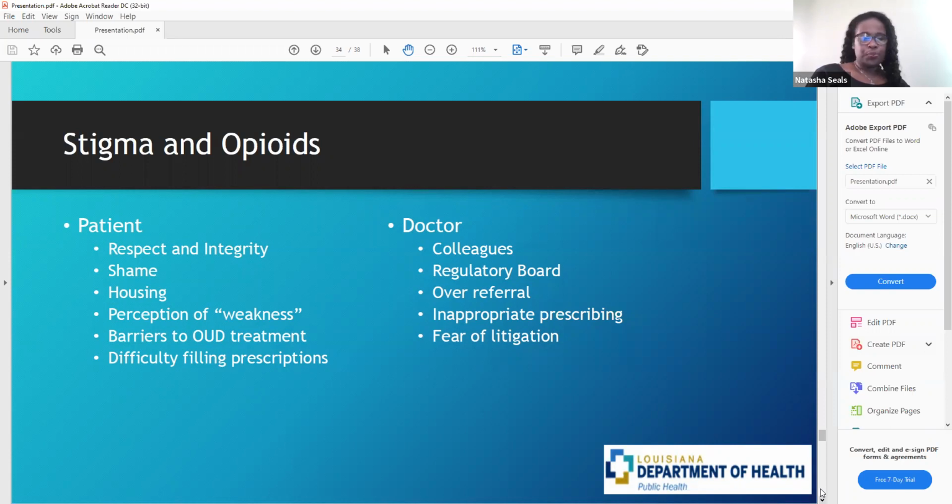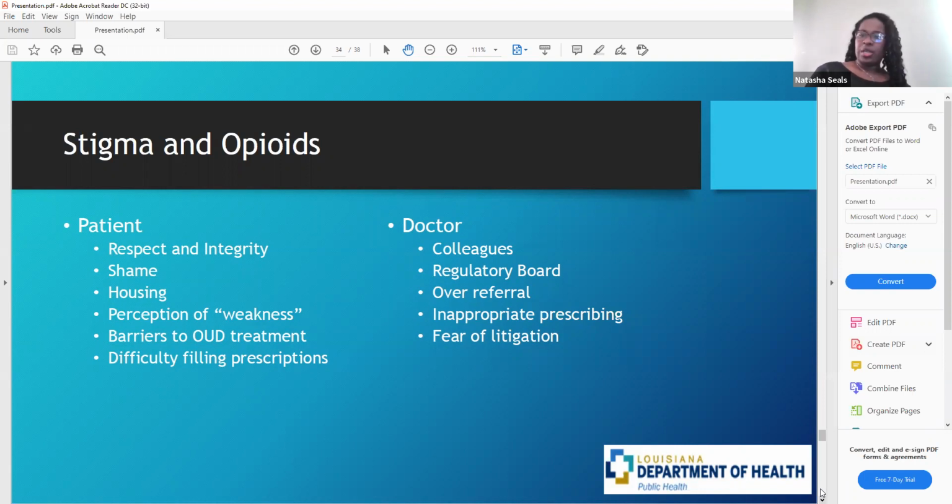There are barriers to OUD treatment in regards to access to it, as well as different services. Unfortunately, in some areas, it may be frowned upon to use things such as syringe service programs, because you think that that may contribute to risky behavior. So those are also stigmas.